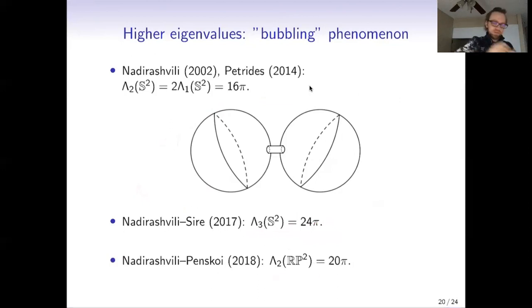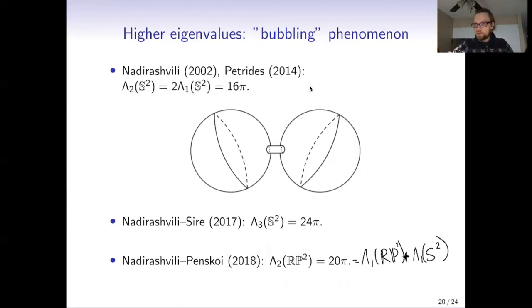And you can take RP2 and glue a sphere to it. So note you cannot glue two RP2s. If you glue two RP2s, you get a different topology. But if you take RP2 and glue a sphere to it, it's still RP2. And if you arrange the ratio of those two objects in the right way, you get this value, which is just lambda 1 of RP2 plus lambda 1 of S2. So you can arrange this so that the value is just a sum of values for each component.